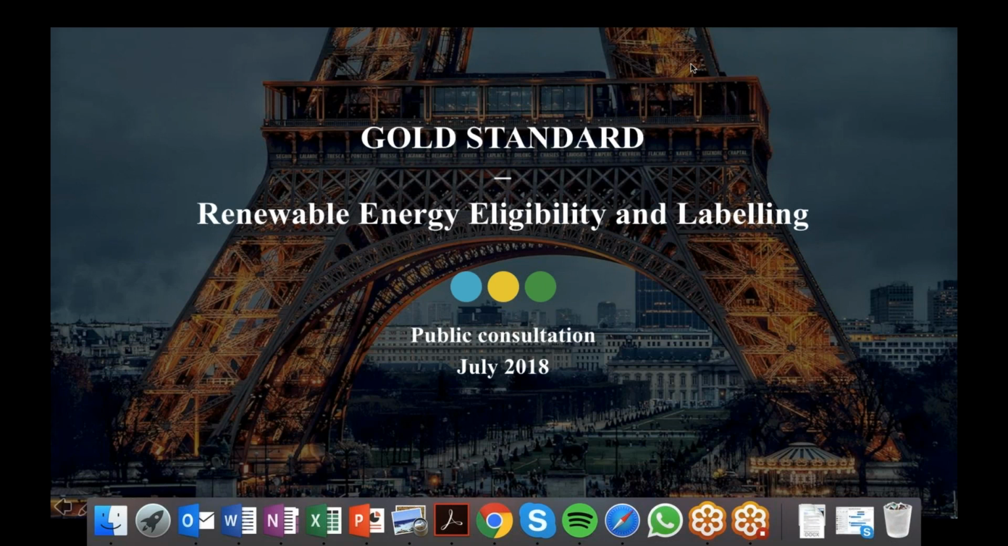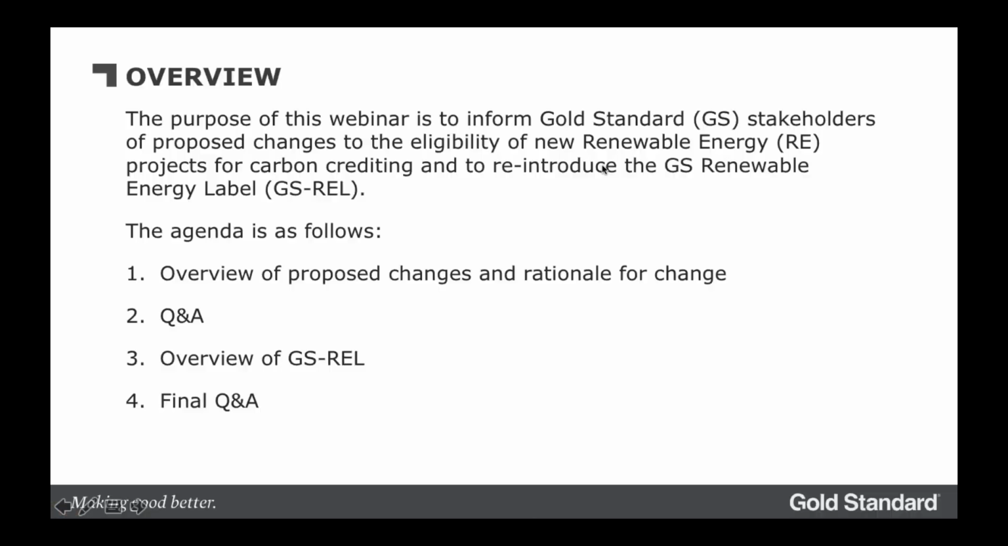So what we're talking about today is the Renewable Energy Eligibility and Labelling Scheme, which in short means discussion on a consultation that we're currently running on the eligibility for renewable energy projects to be issued with Gold Standard carbon credits and the alternative to that in the labelling scheme. In terms of the running order today, I want to take you through briefly the proposed changes and the rationale behind those changes, and then we'll stop for some Q&A. So I'll focus mainly on the new eligibility proposals, and then I'll stop for some Q&A on that.